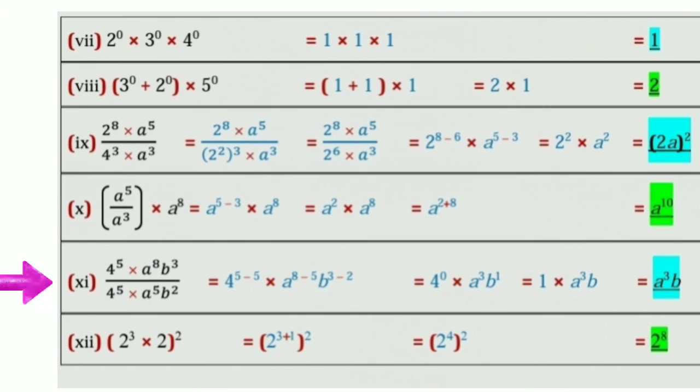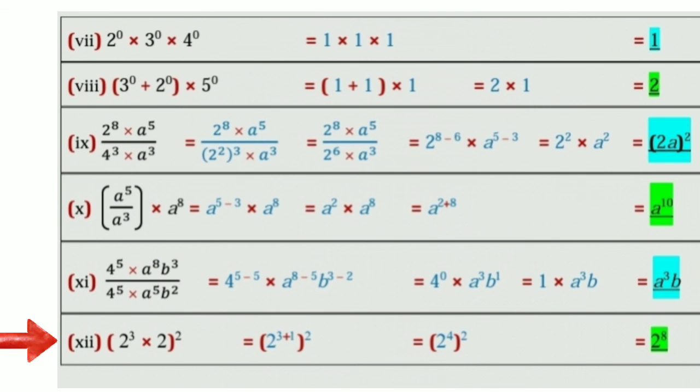11th one, 4 raised to 5 into a raised to 8 b cube upon 4 raised to 5 into a raised to 5 b square. On simplifying this, we will get 4 raised to 5 minus 5 into a raised to 8 minus 5 into b raised to 3 minus 2, is equal to 4 raised to 0 into a cube b raised to 1, is equal to 1 into a cube b, is equal to a cube b. It's clear, everyone? Very good.